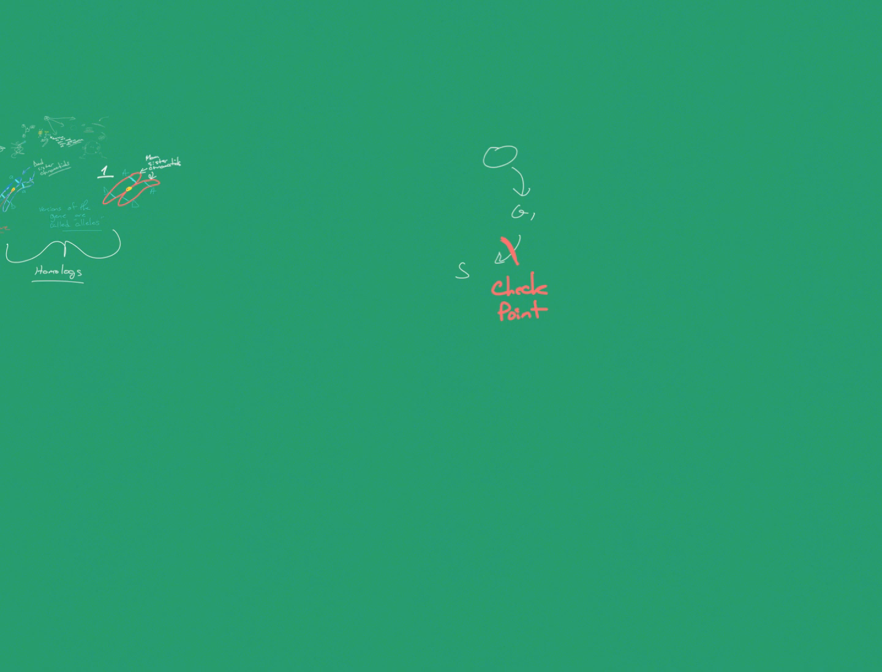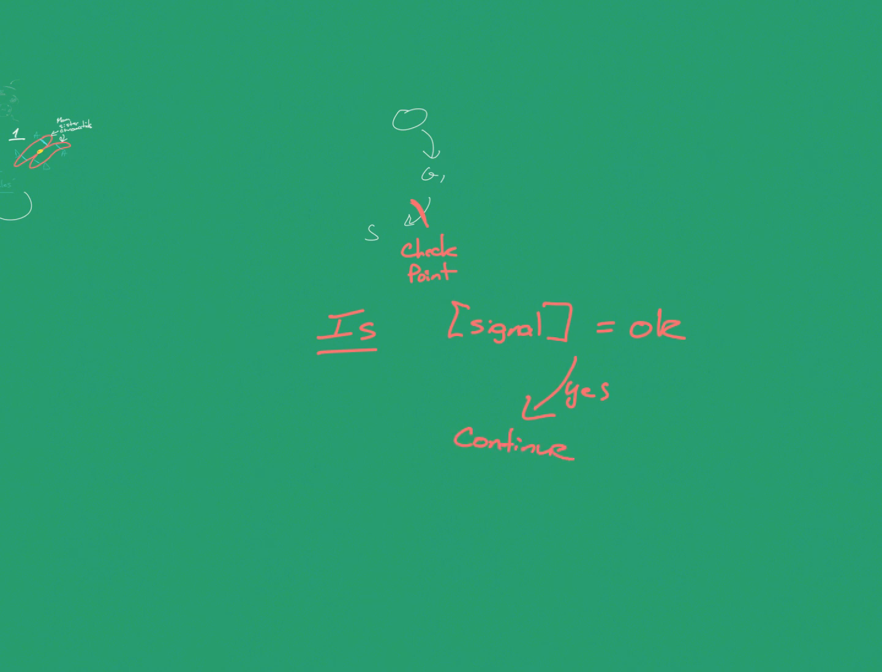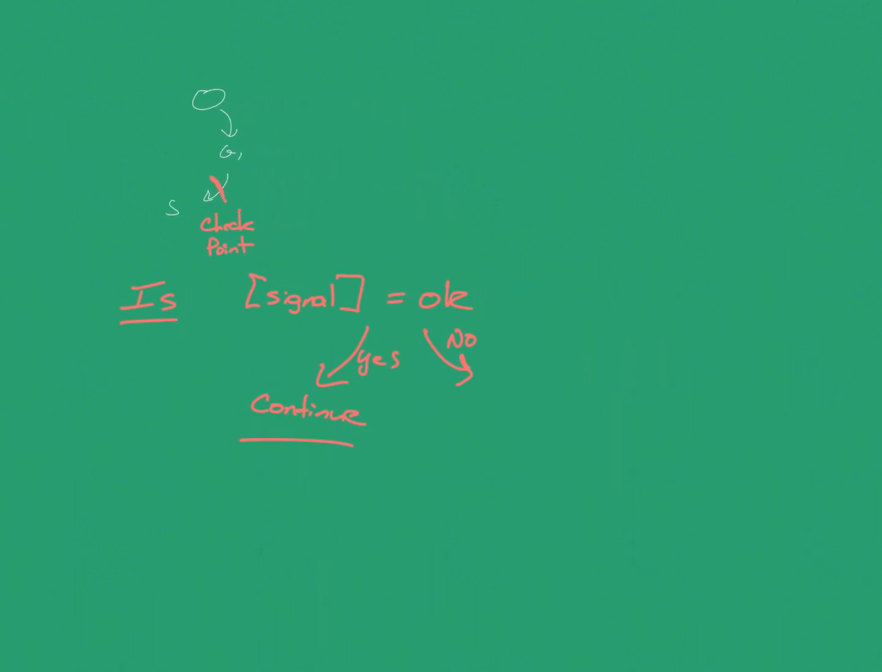So at that checkpoint, you got 2 options. Is the concentration of the signal, whatever the signal molecule is, there's different signals for different cells, is it concentrated okay? Is it right? If yes, then continue the cell cycle. That's it. It just keeps going. If it's no, you have 2 options. Option 1, fix the problem. Option 2, die. It's called apoptosis.